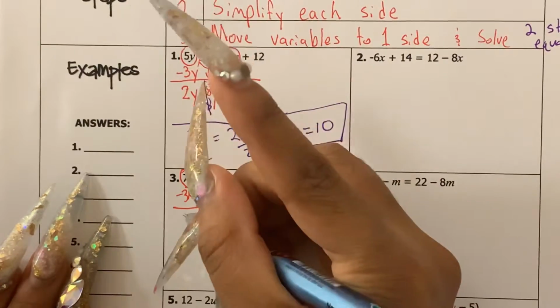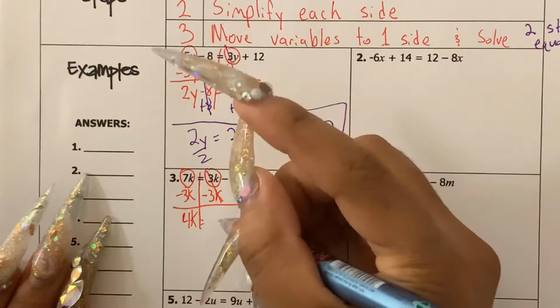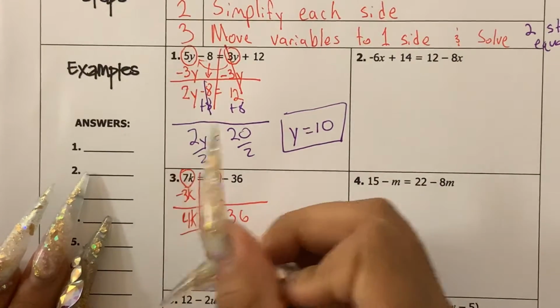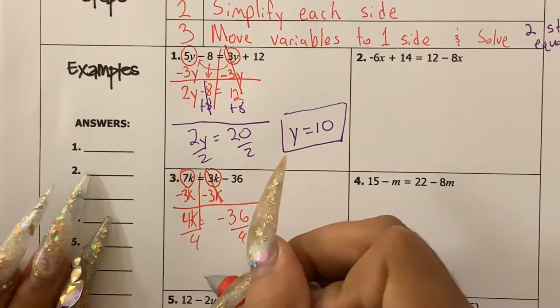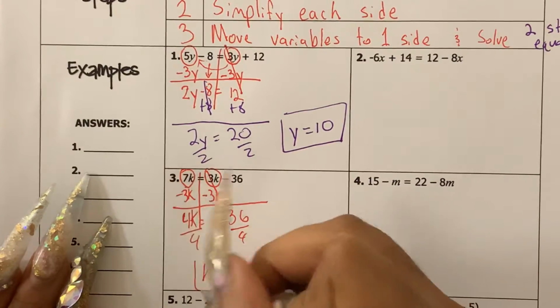7k minus 3k is 4k. Equals, bring down a negative 36. In this case, I have a one-step equation. So I would divide. K equals negative 9.